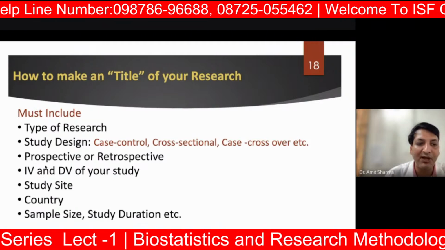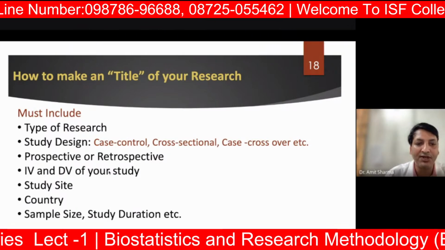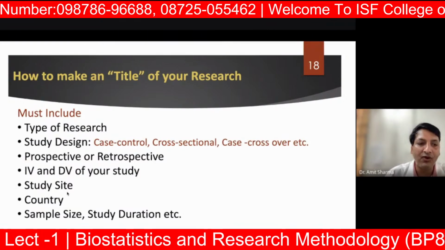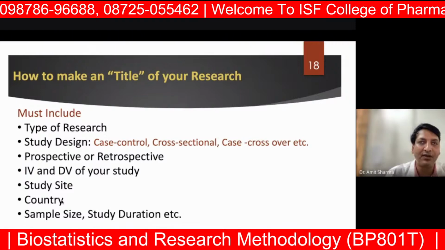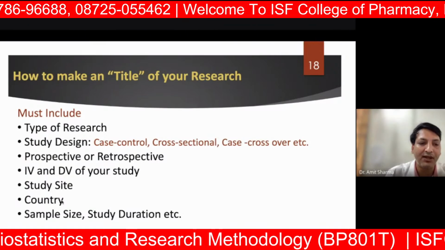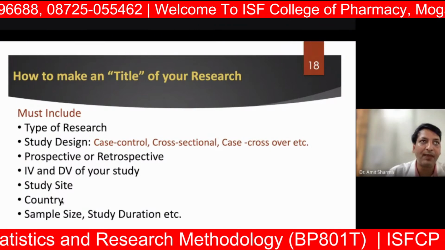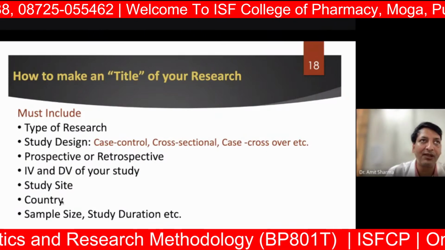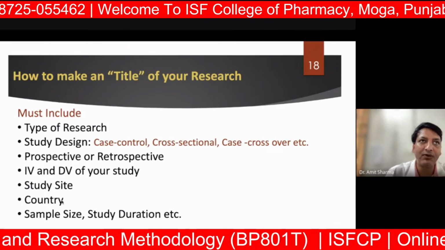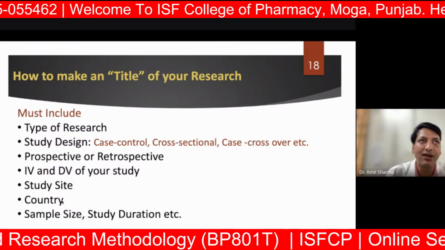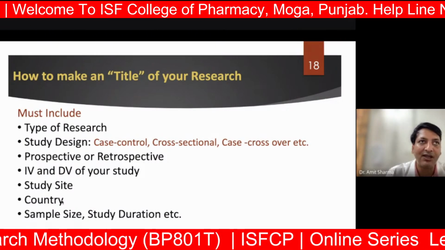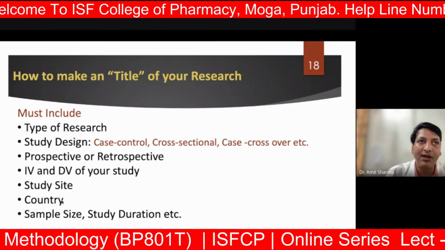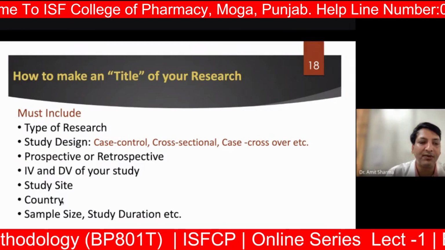Directly add the independent variable and dependent variable of your study in the title, and if you want, you can add the study site or country, but make sure of how it is going to impact. If it shows a positive impact by adding the country, then only add that part. Don't add your city, don't add your region, don't add North India or South India. Just write directly, the study was conducted in India. That's it. That is more feasible.